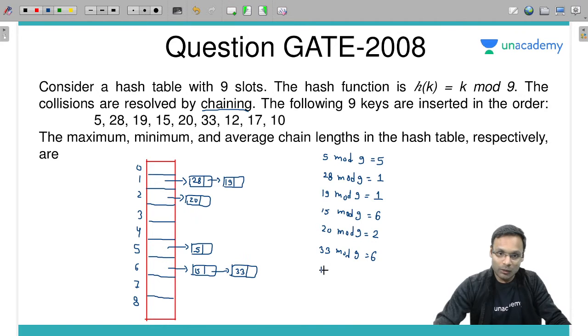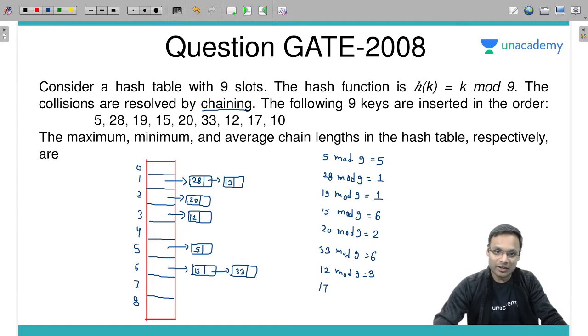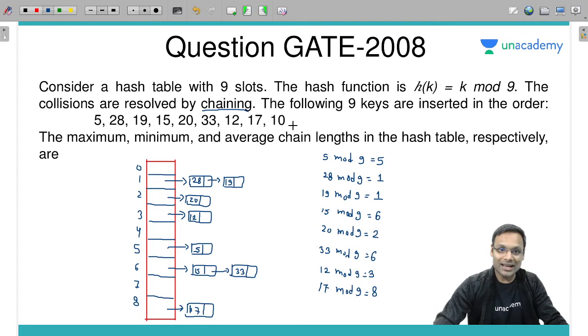Next 12 mod 9 how much will it be? 3. At location 3 you are going to insert 12. 9 plus 3. Then 17, last two keys are remaining. Mod 9, answer is 8. 9 plus 8, 17. So at 8 you are going to insert 17. One last, 10 mod 9 is 1. At 1 you will have another chain inserting 10.